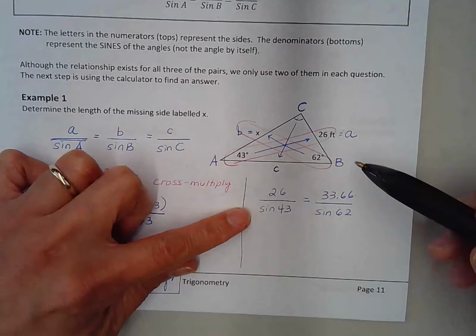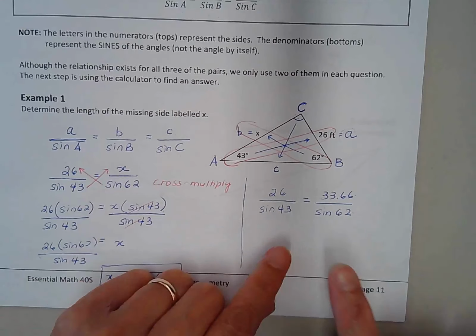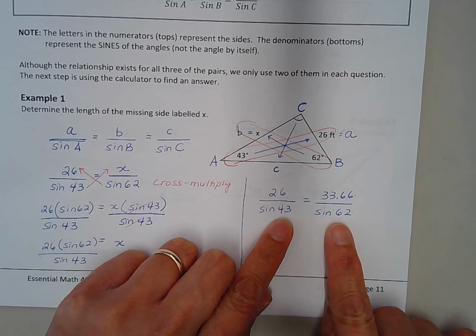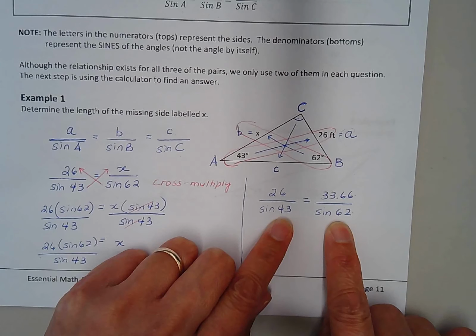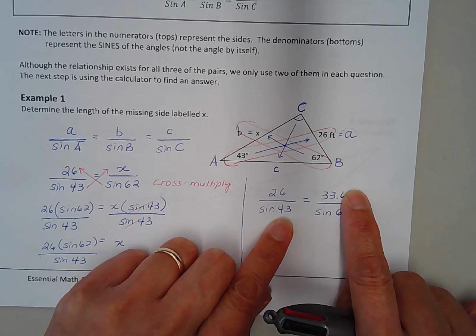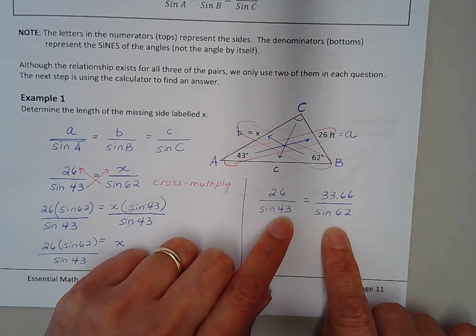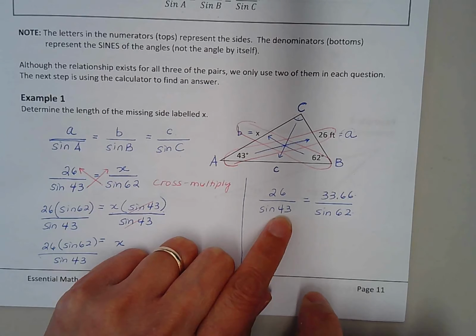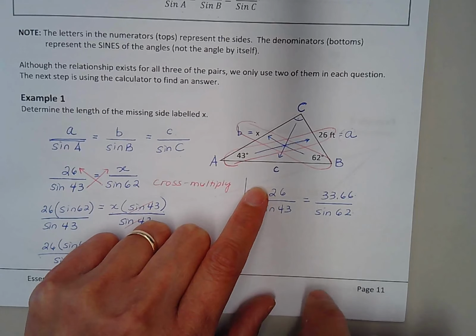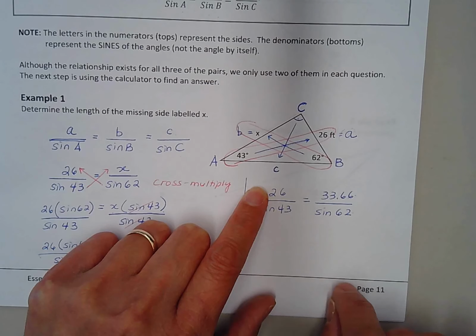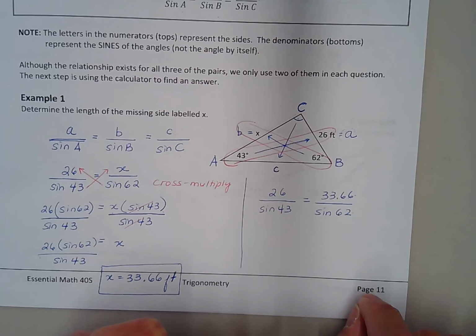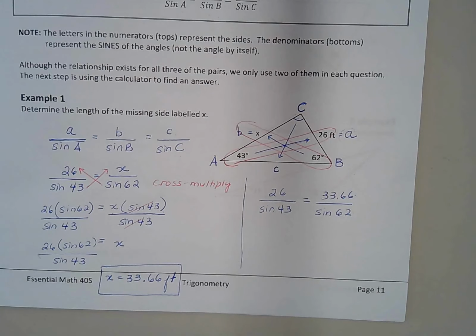Does that work in here? This is a bigger angle, and it opens up to a bigger side. Smaller angle, 43, smaller side. Okay, good. So that's one quick way to see if your answer is reasonable, because it doesn't make sense to have a small angle and then get a big side. That just doesn't make sense.